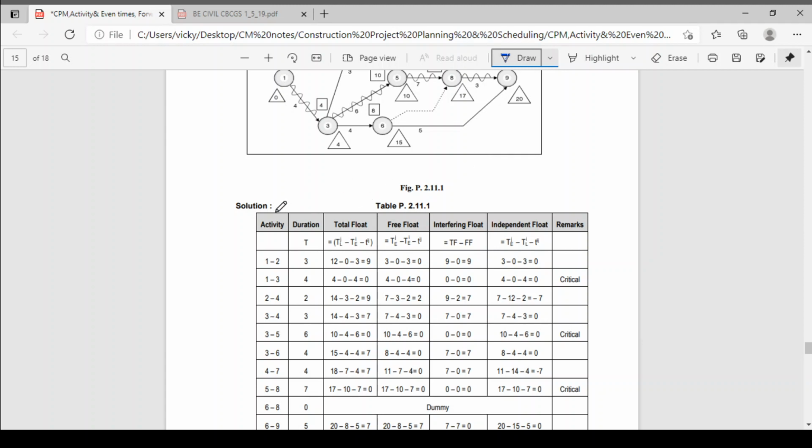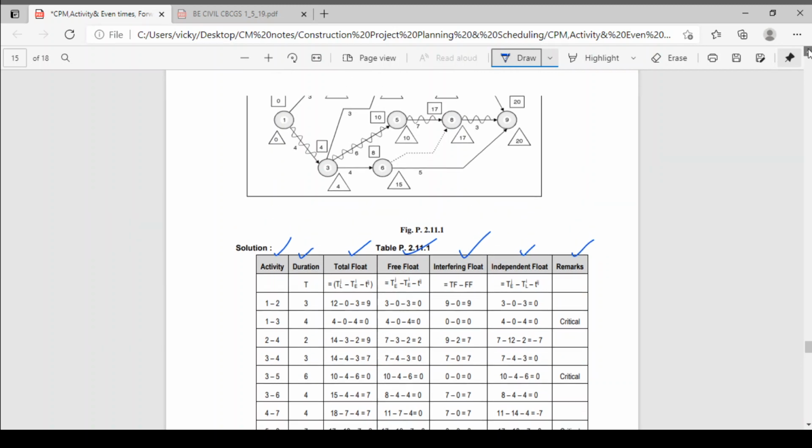The first column is your activity, same as the previous table. Then the next one is your duration. Then there are four columns: total float, free float, interfering float and independent float, and the last one is your remark. Now you just need to know the formula, then you can easily calculate the floats. The formula for total float is TLJ minus TEI minus TIJ. TLJ is nothing but your latest.